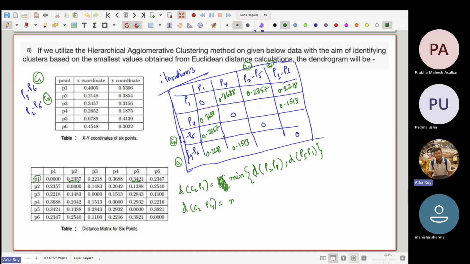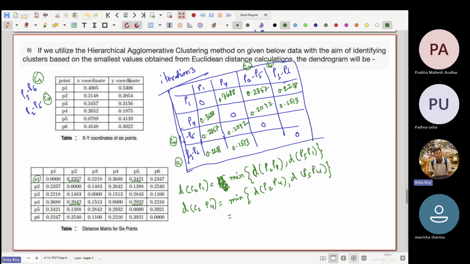So D of C2 P4, how we can calculate? Again, minimum of D P2 P4 and D P5 P4, right? So in this case, you can see that P2 से लेके P4 का distance is basically 0.2042, and P5 से लेके P4 का distance is 0.2932. So the answer would be 0.2042, and over here also 0.2042. Okay.